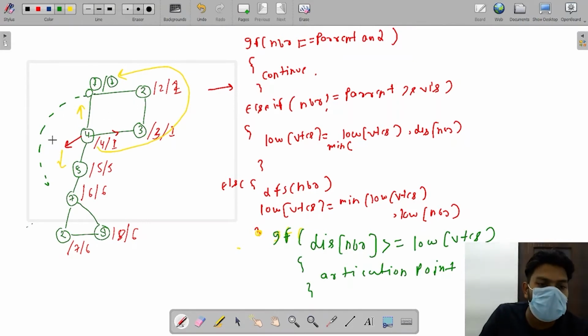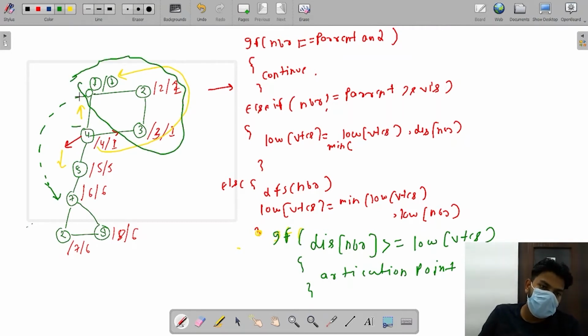If we remove this and it connected with this, then this is not an articulation point. But this has not happened. This is not connected with this part. So this is your articulation point, because the low value of 1 is 1, so it cannot be connected here. If we remove this part, it makes another graph, because it is not connected with this part. So this is our articulation point.